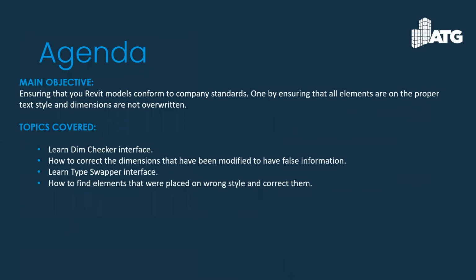So our main objective is ensuring that Revit models conform to company standards, one, by ensuring that all elements are on the proper text style and dimensions are not overwritten. So we're going to cover the dimension checker and the type swapper and how we can utilize those to get good quality control out of our Revit models.